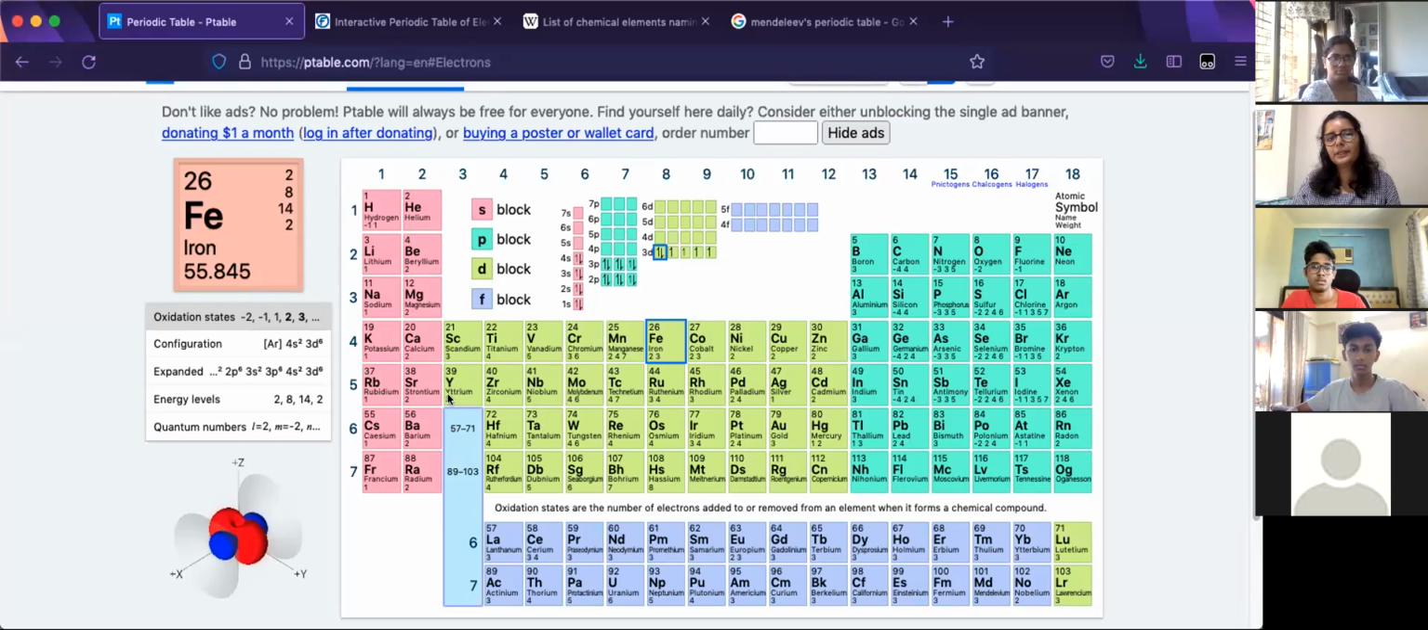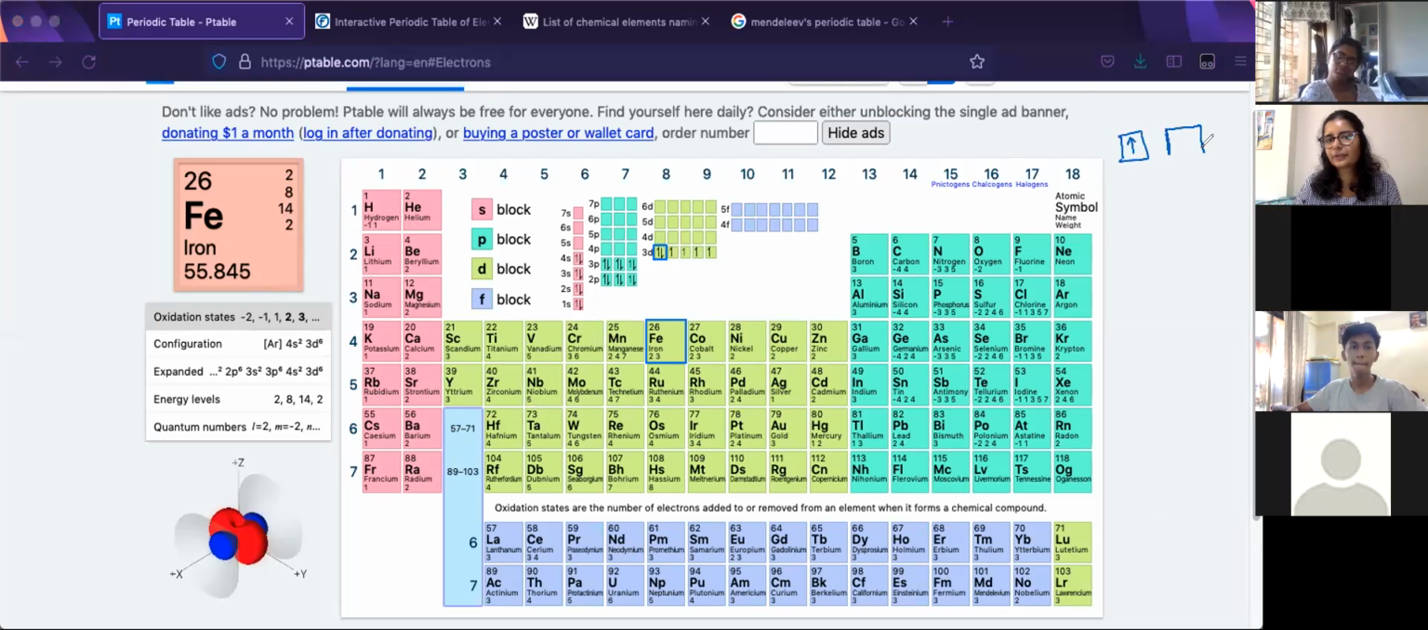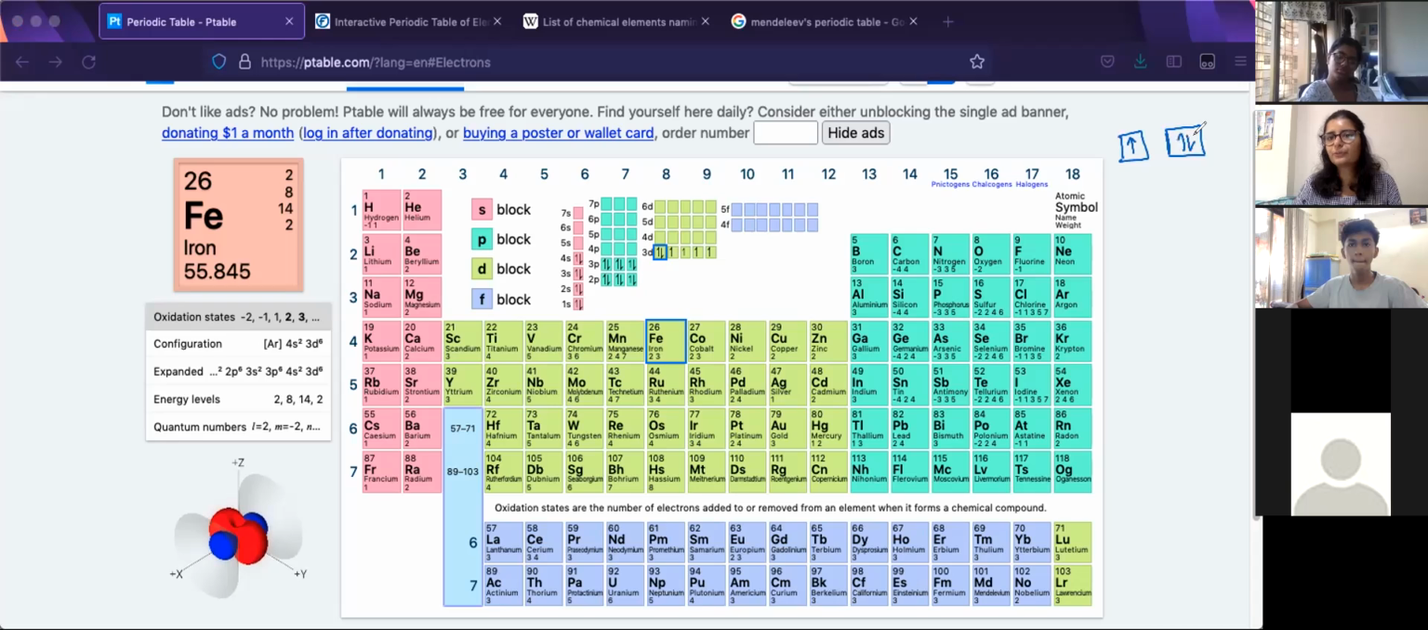Like in the S orbital, maximum kitne electrons ho sakte hain? 2. 2, right? Which means that the only possible configurations are either you have S1, which has 1 unpaired electron, or you have S2, 2 unpaired electrons. Next, if you look at P block elements, S is completely filled, that is, paired up electrons.